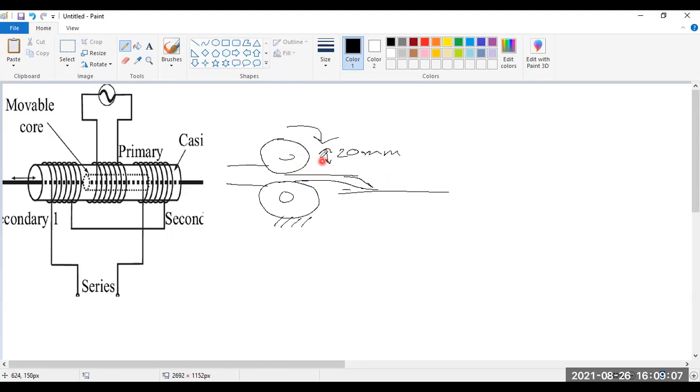So this gap will be measured by this LVDT. Say we put the LVDT here. The plunger of the LVDT is attached with this core, and it is attached here, and we can measure the secondary.